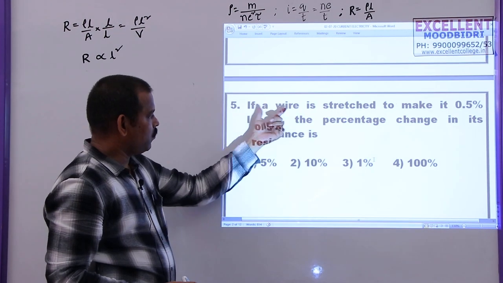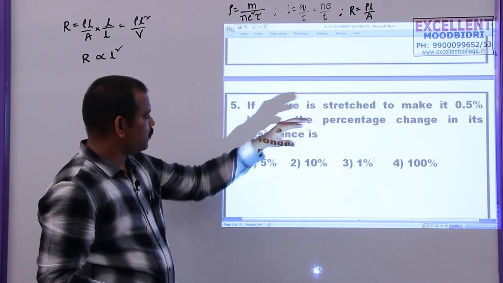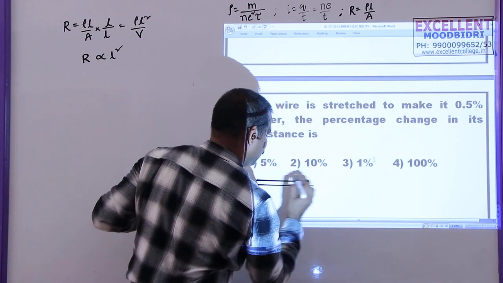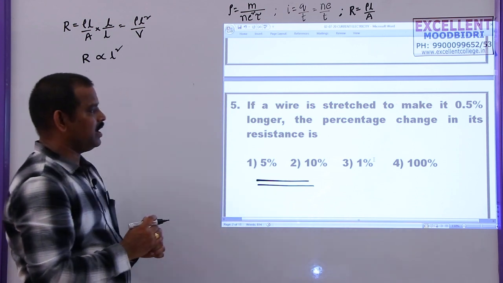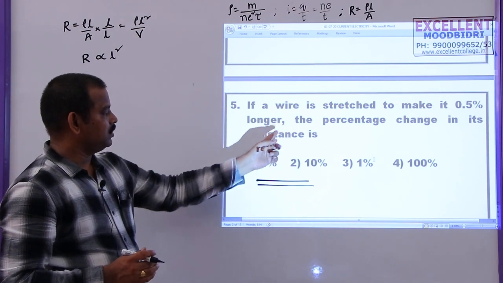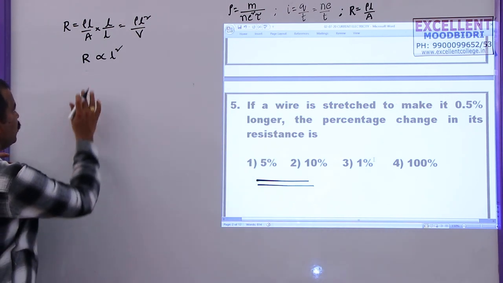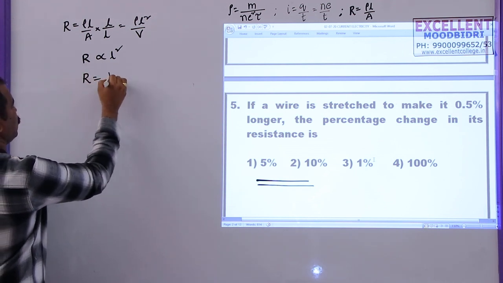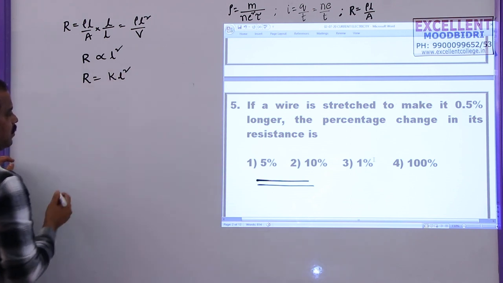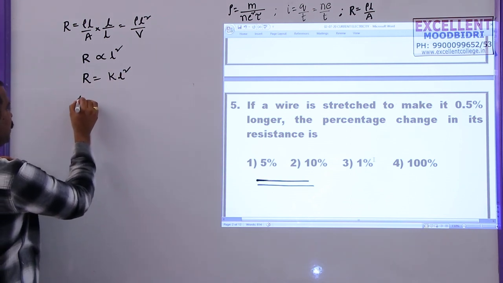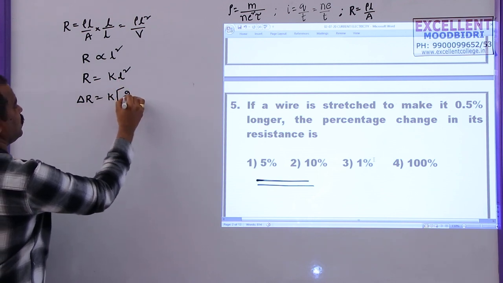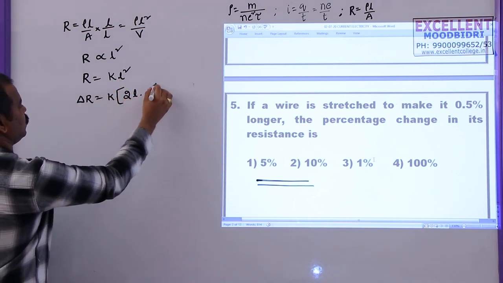Fifth one: if a wire is stretched to make it 0.5% longer, so the initial wire is this one, and the length increase is less than 1%, now the percentage change in its resistance is? We know from the previous problem, R is directly proportional to L square, we can write R is equal to K into L square. Now differentiate this one, what will you get? Delta R is equal to K into 2L into delta L.